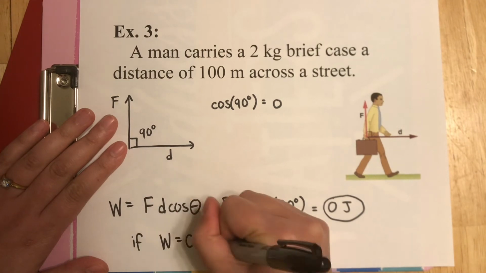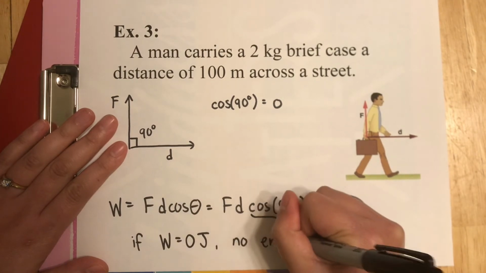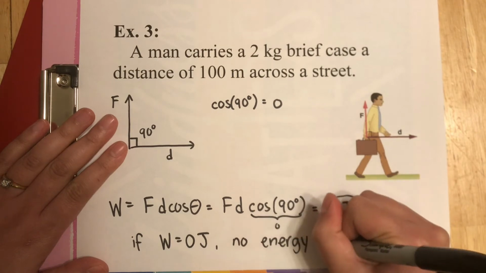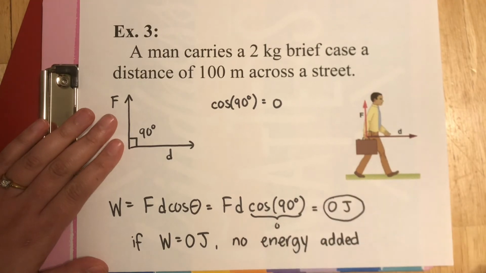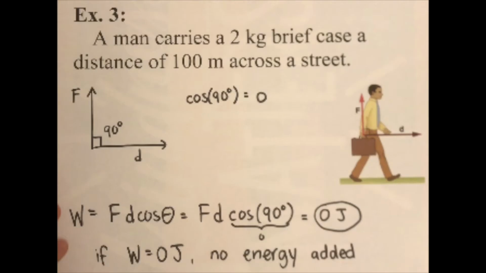That means no energy is added to the system and no energy is taken out. So think of this person as going at constant velocity, keeping that suitcase at a constant height. Neither of those actions would change the energy of the system, so it makes sense to me that the work is 0.